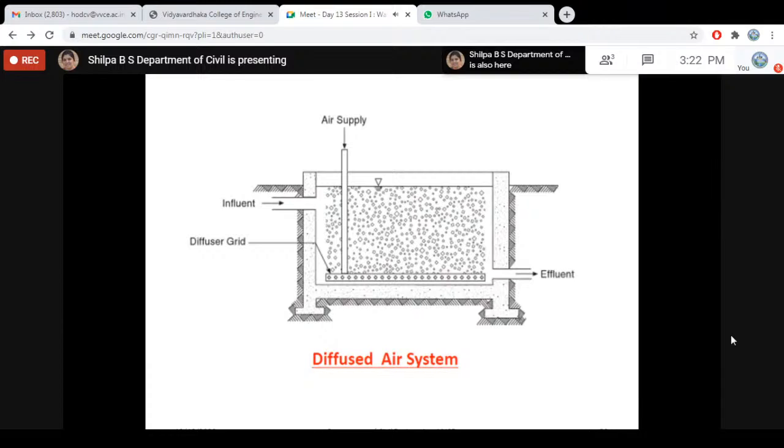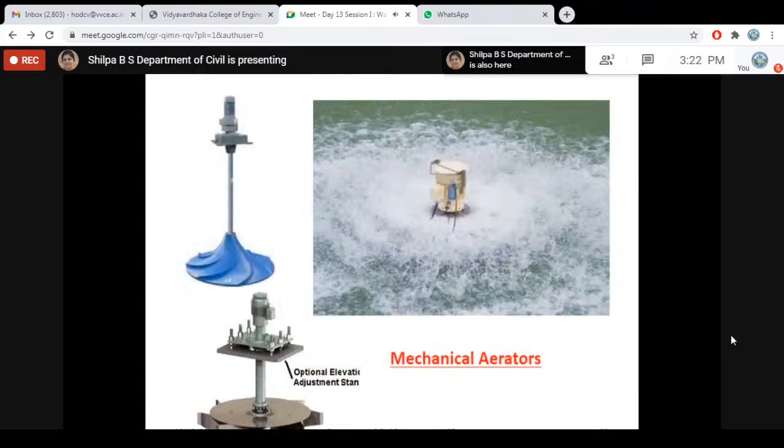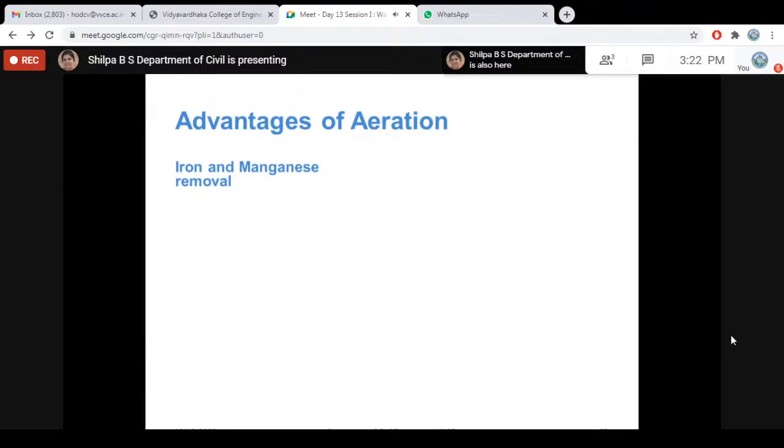So the next type is the diffused aerator, where air bubbles are made to rise in the water, which is most commonly followed in wastewater treatment. And next is the mechanical aerator, which is also commonly used in wastewater treatment.